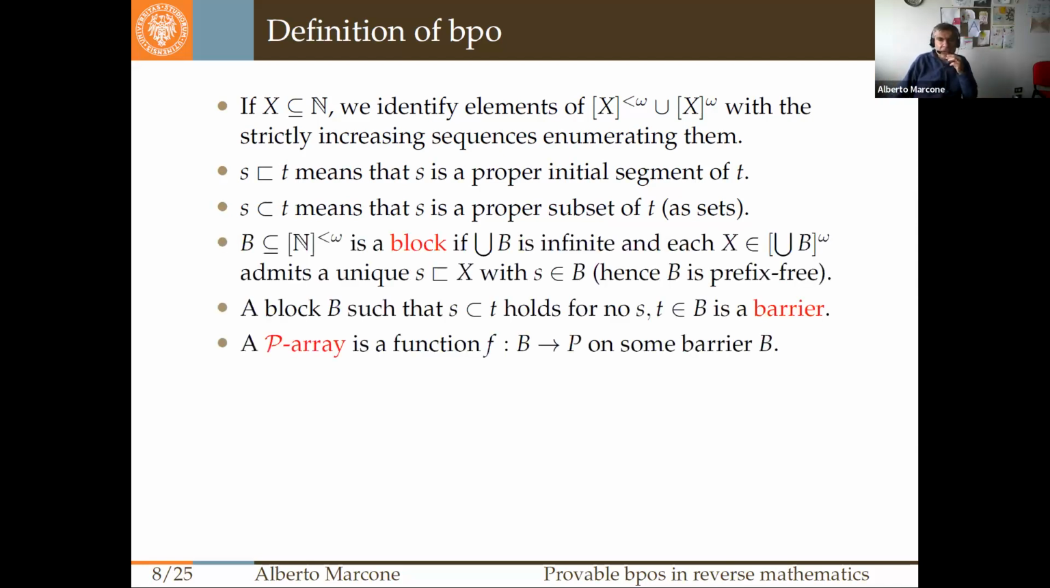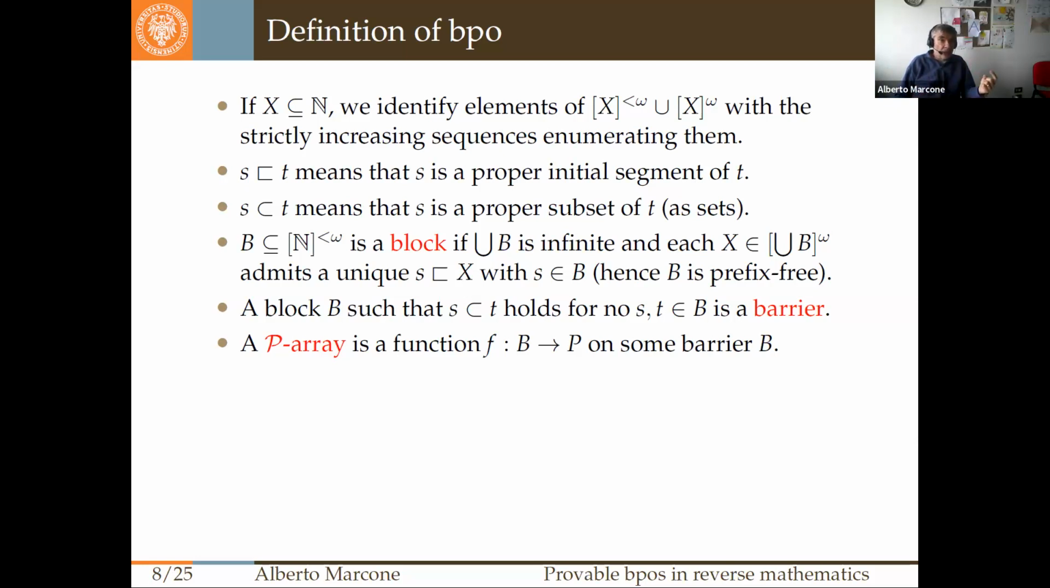Now, the basic definition for getting to better partial order is this definition of block and barrier. So we have a collection of finite strictly increasing sequences, or of finite sets. We say that B is a block if, first of all, we want that B mentions enough numbers, essentially. This is a collection of finite subsets of numbers, so the union of B must be infinite. That's the first condition. But then the key condition is that if I take any infinite subset of the union of B, then you will find in B an initial segment of X viewed as an increasing sequence, which belongs to B.